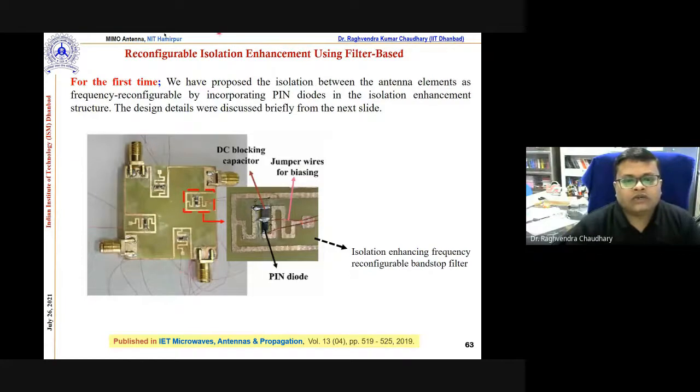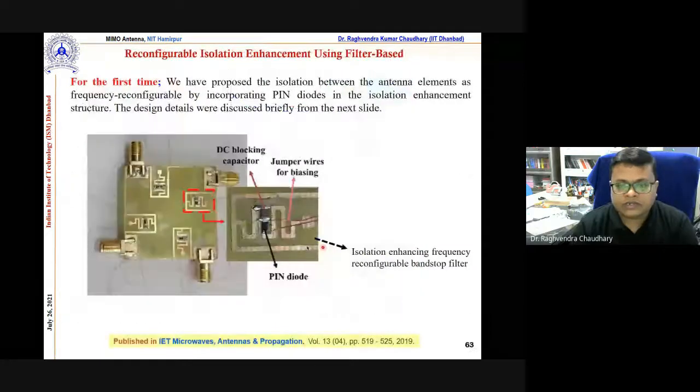So here you can see, this is an active antenna, and we use a number of things. You can see the DC blocking capacitors are there. This is the biasing. And this is the overall antenna design here. I'll explain these things. This is a pin diode here.